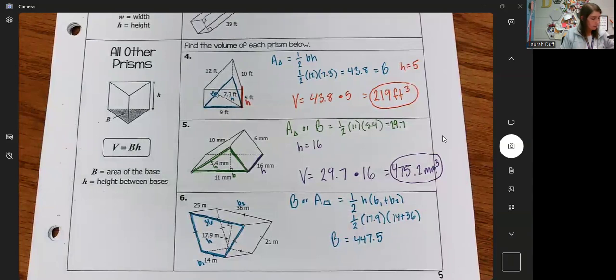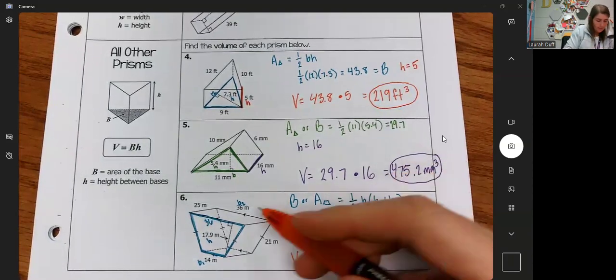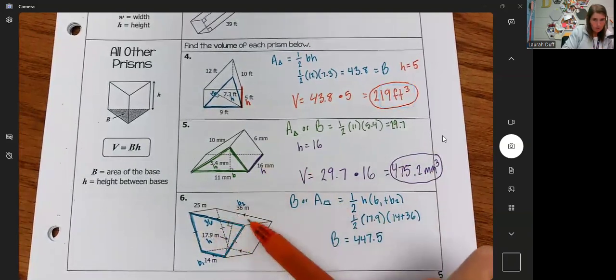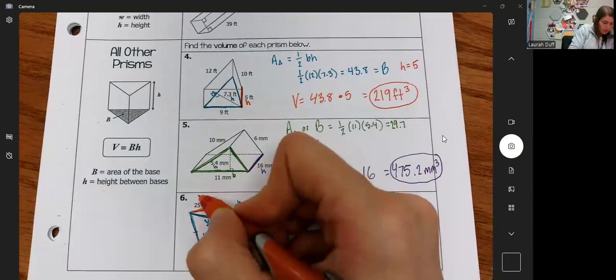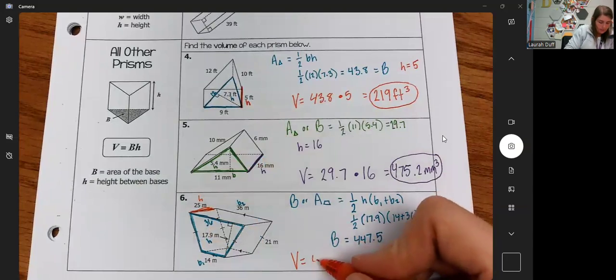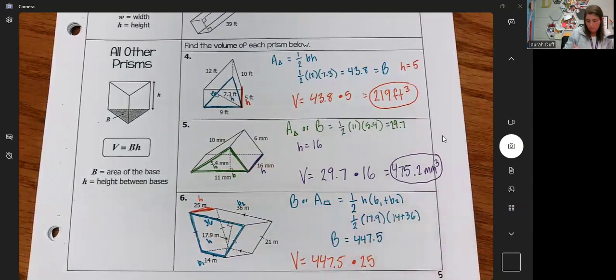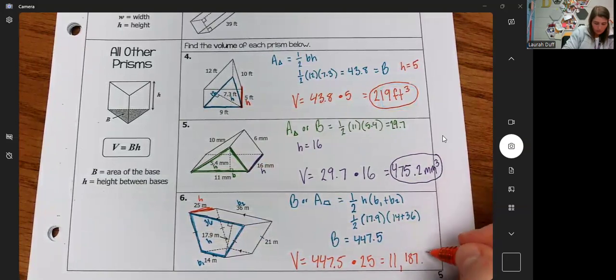And then for the other H that I need for volume, because volume again is just area of the base times height of the whole thing, the height is the distance between those two trapezoids. So the distance between those two trapezoids is 25. So I have 447.5 times 25, the height. That gives me 11,187.5 meters cubed.